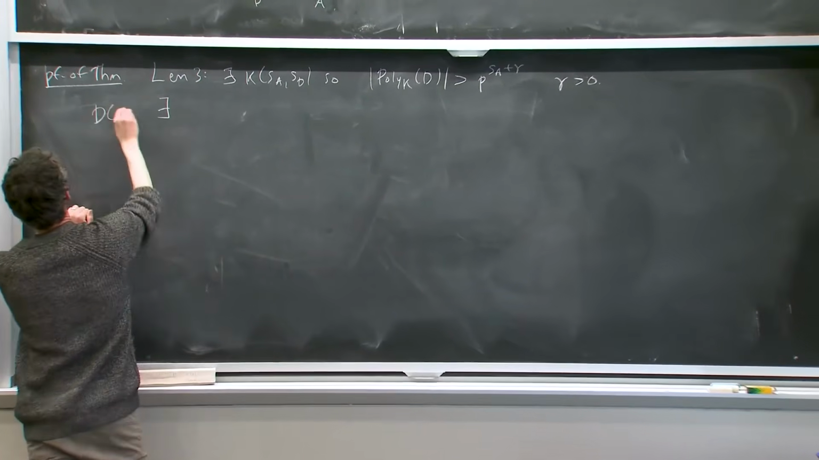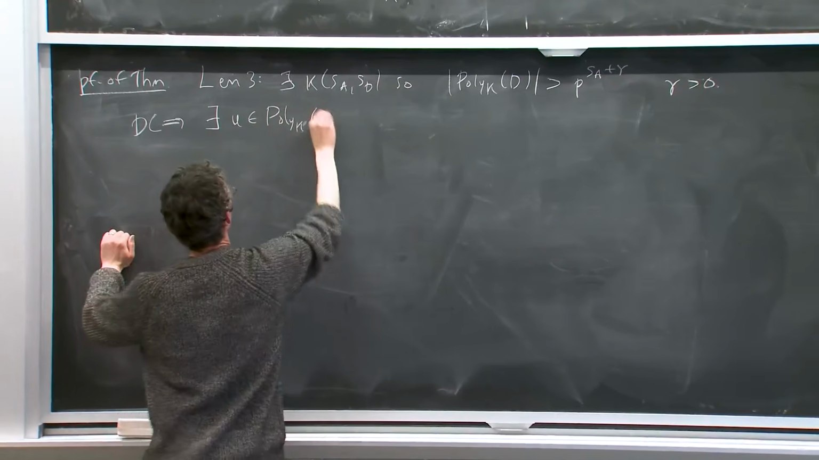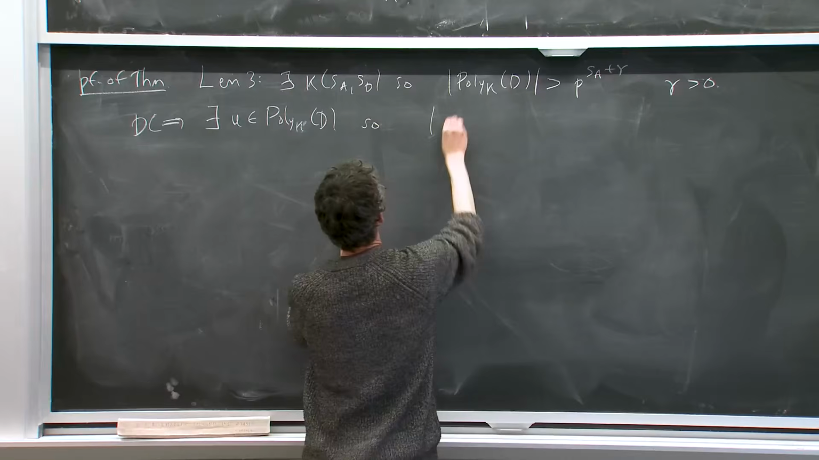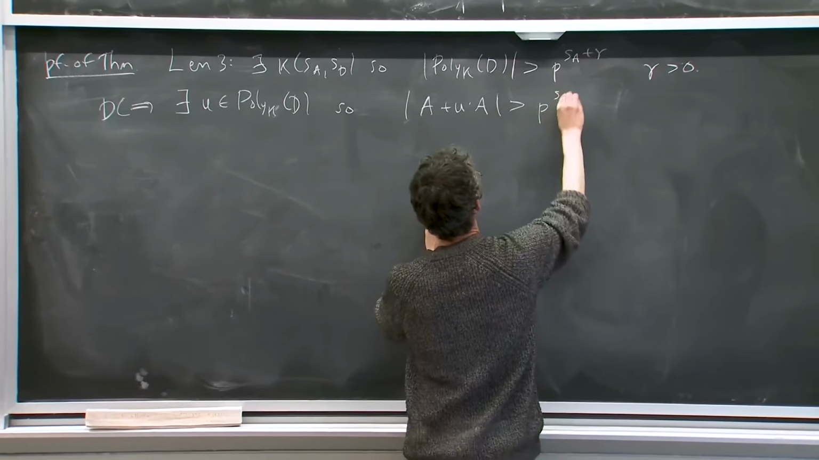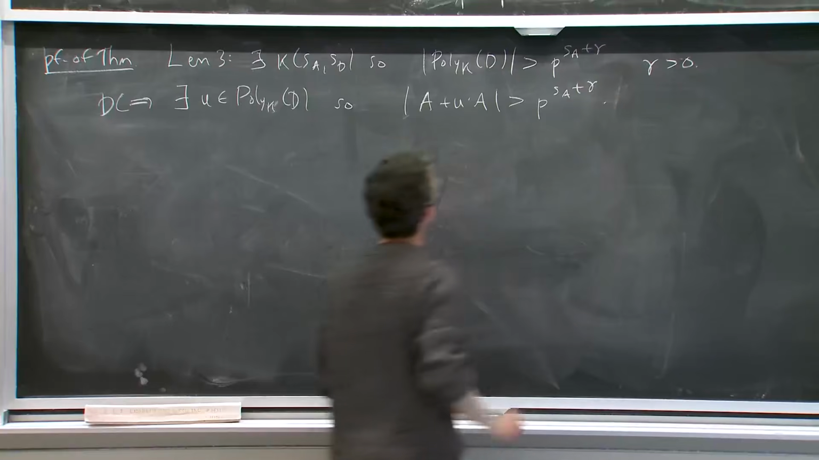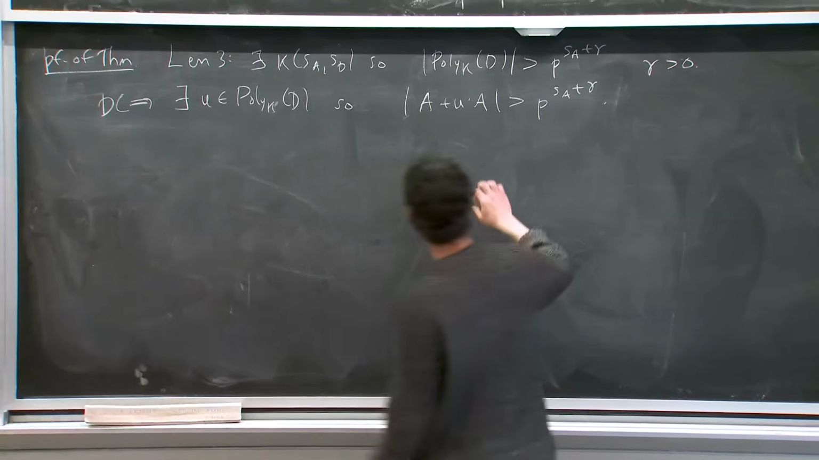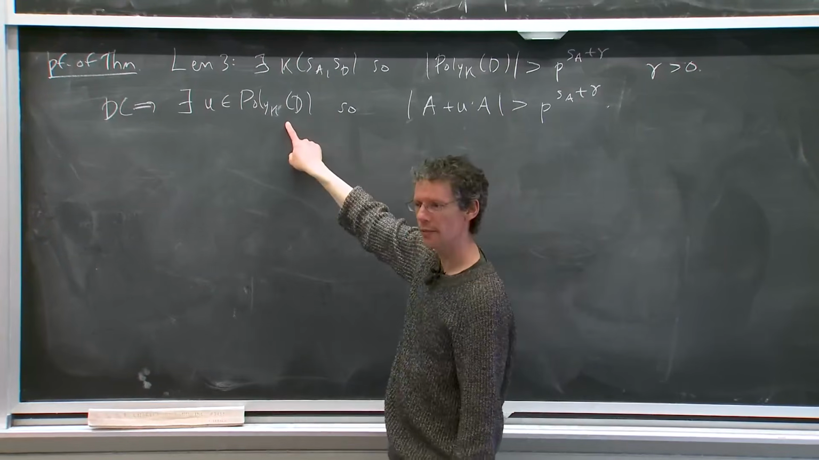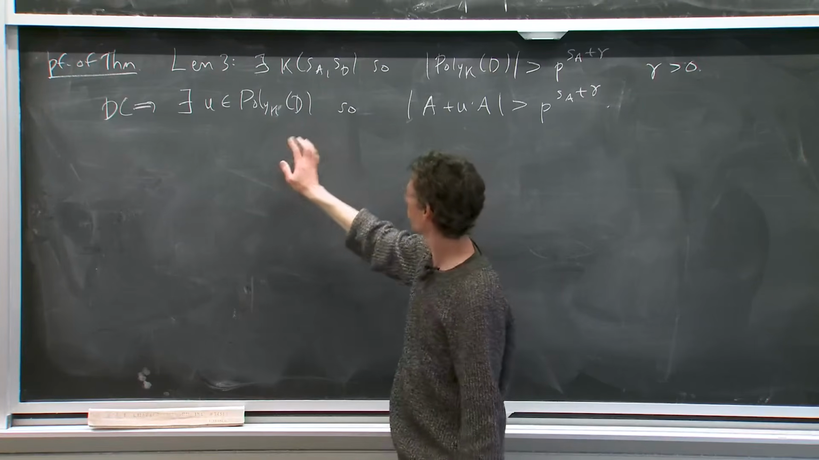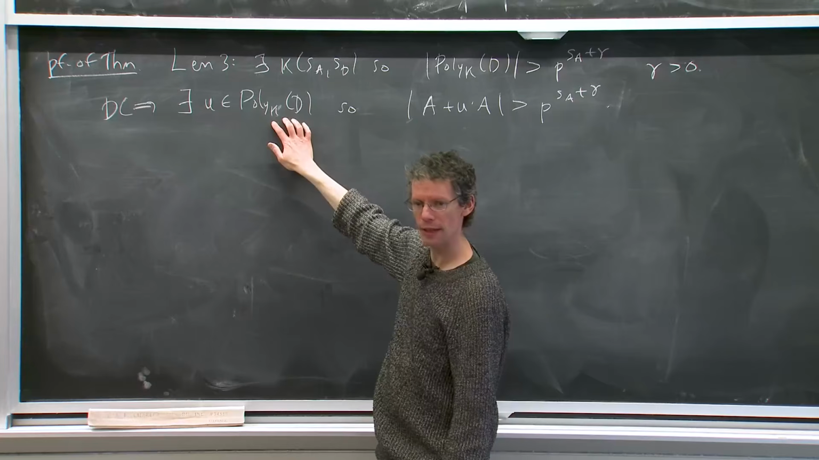By our double counting argument, there is a u in poly k of d so that a plus ua is significantly bigger than a. So we don't yet have a u that's actually in d, but we have a u that is formed by doing a bounded number of multiplications and additions and so on of things in d.